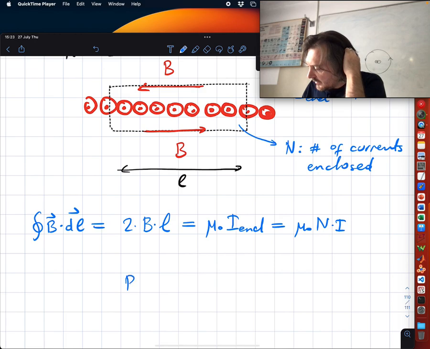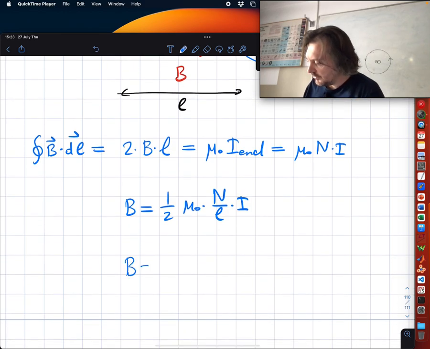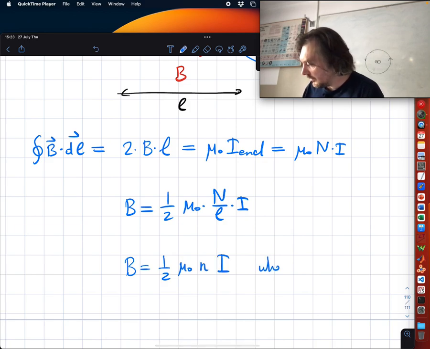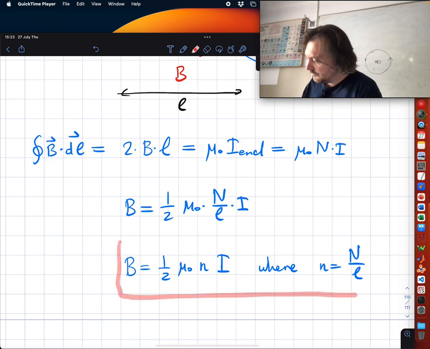As a result, we get this. B is equal to mu 0 times, let me just put 1/2 in front. It's 1/2 mu 0 times n over L times I. Okay? Or 1/2 mu 0 Ni, where n is n over L. So n over L is the number of turns per unit length.